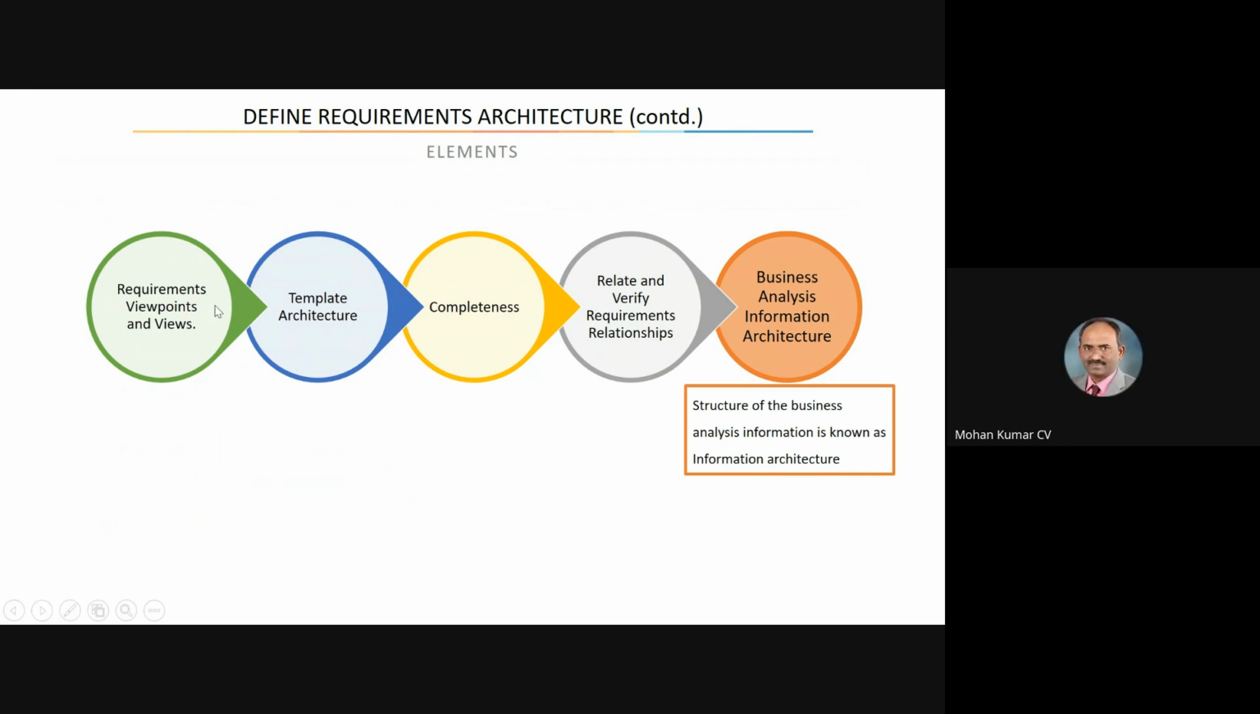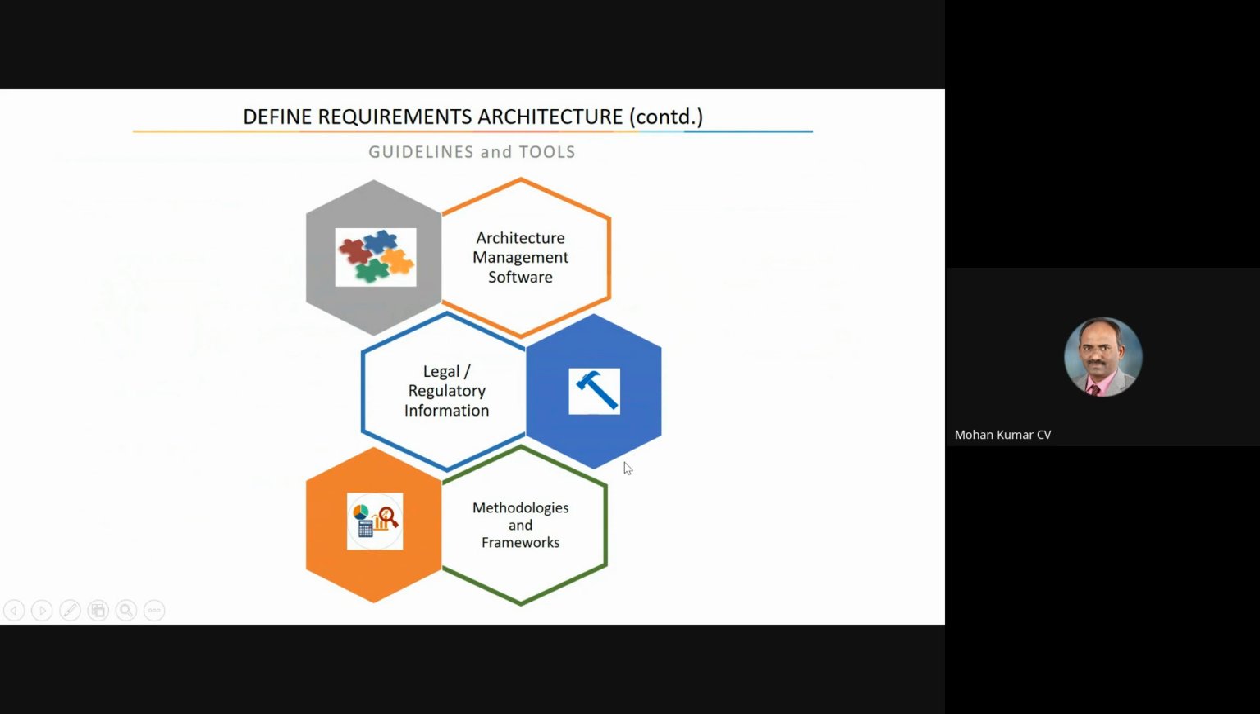Structures of, sorry, did you say anything? No, sorry, that was me. Sorry. Okay, no issues.